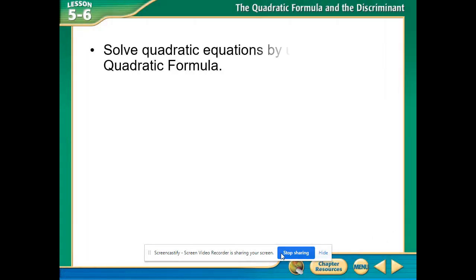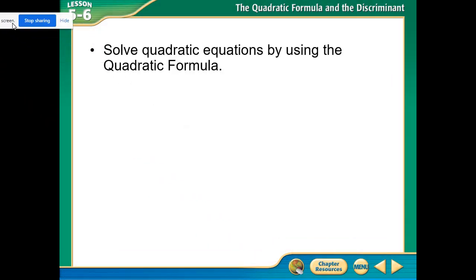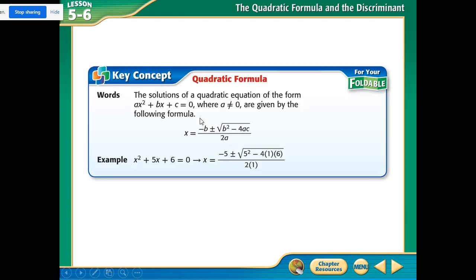All right, today we're going to be talking about the other way to solve quadratics, and this is the quadratic formula. Now, it is a formula, it is kind of big and scary, but I'm going to break it down for you a little bit as we go through this. All right, so how do we do this?